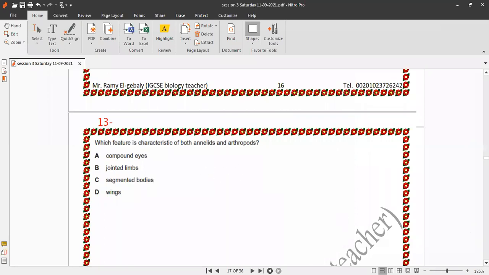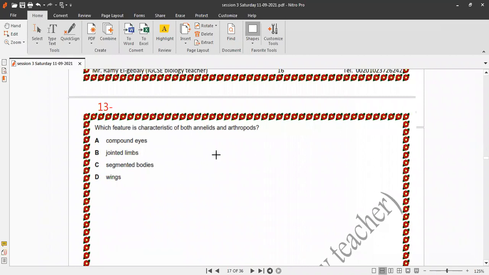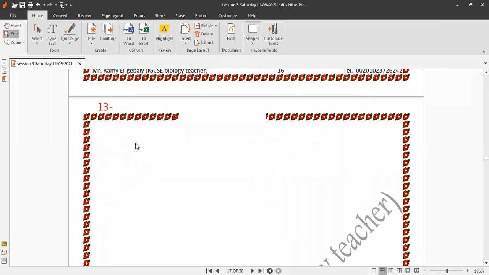Nadir? Okay, which feature is characteristic? And this one also, I will cancel this one, but no problem. Okay. We can answer it. Which feature is characteristic of both annelids and arthropods? Is it B? B, yes. Jointed limbs. About annelids? Oh, wait, segmented body. Segmented body. Okay, segmented body. But also it is cancelled. Okay, it's cancelled.